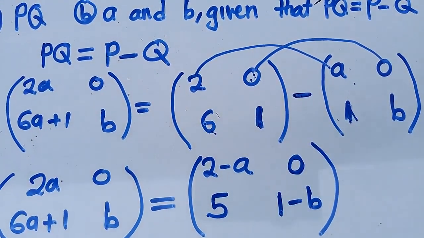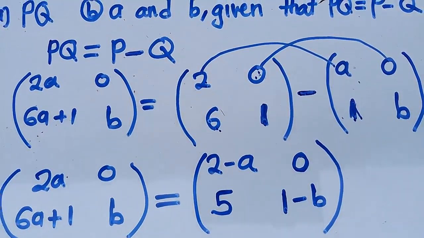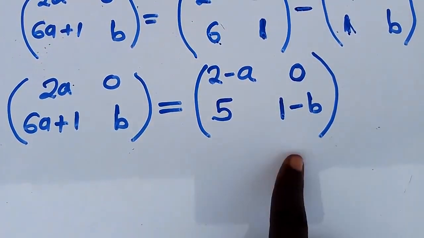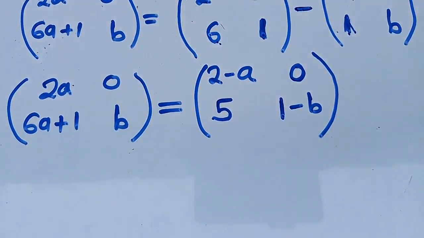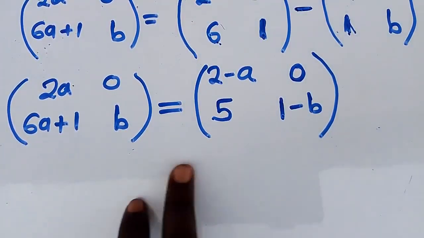So this is what I'm going to form. This is what you need to get. So this is what we formed. This is what we've just formed. So how can you go about this one here?